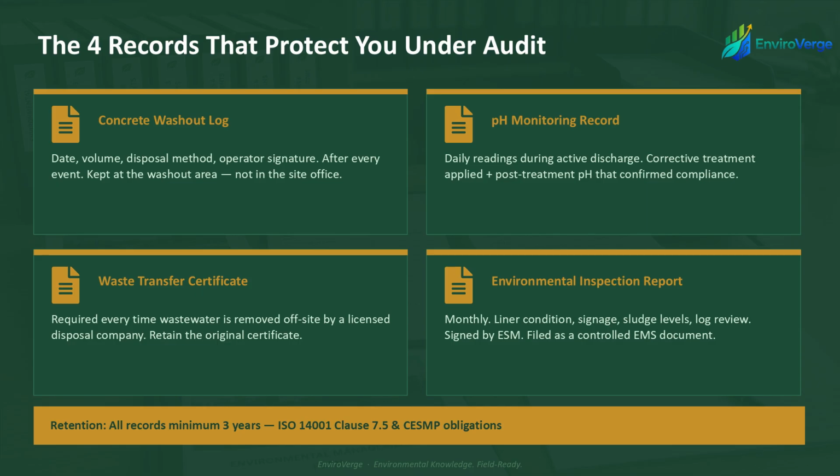There are four records specific to concrete washout management that your environmental file must contain. An auditor will look for all four. Missing any one of them is a finding in its own right. First, the concrete washout log, a field-level record completed by the operator after every washout event, without exception. It captures the date, the time, the approximate volume of wastewater generated, the disposal method used, and the operator's signature. This log lives at the washout area, not in the site office.